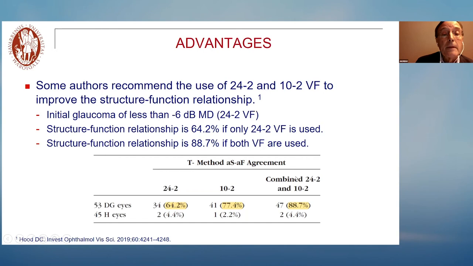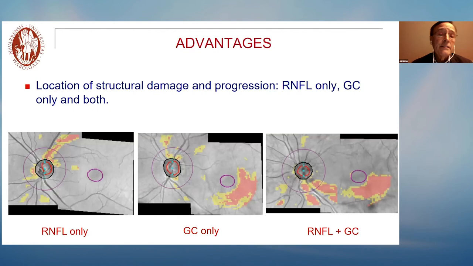In this slide, you can see three different alterations in the panel map in early glaucoma. In the first case, you can observe damage in the retinal nerve fiber layer thickness with a normal macular area. In the second, the area around the optic disc is normal, but there is damage in the ganglion cell layer. And in this case, both were altered, were affected.